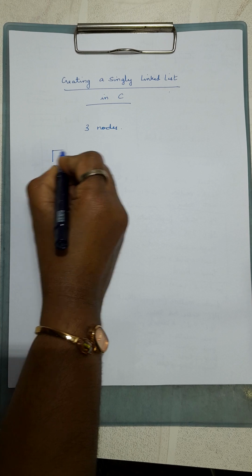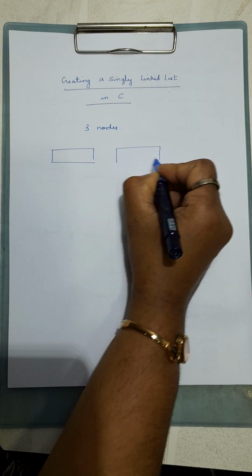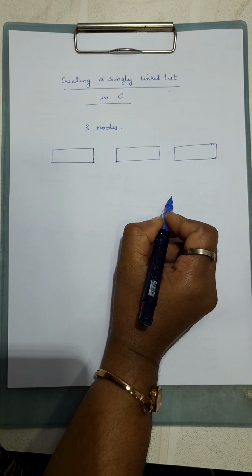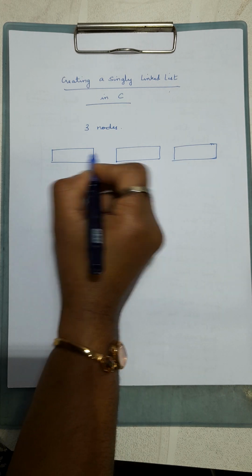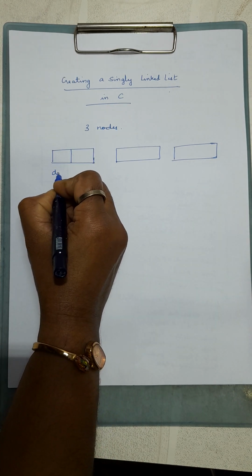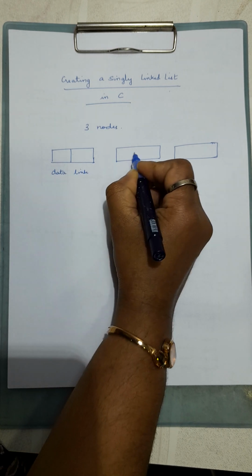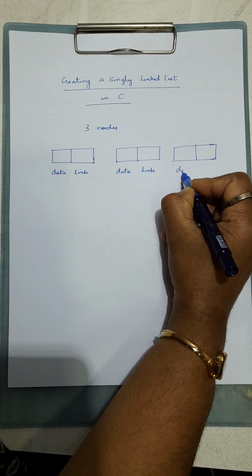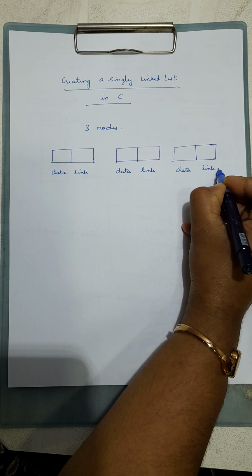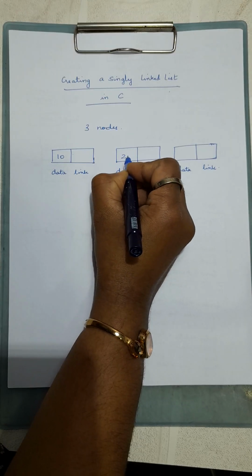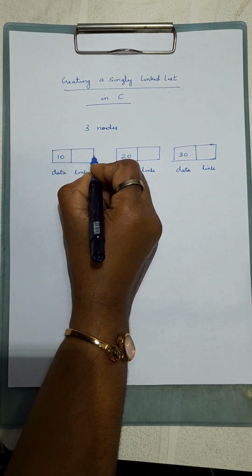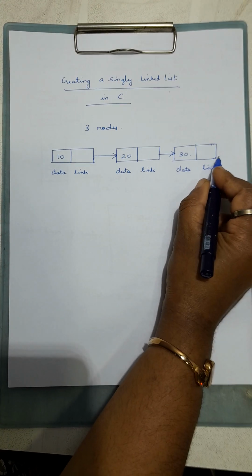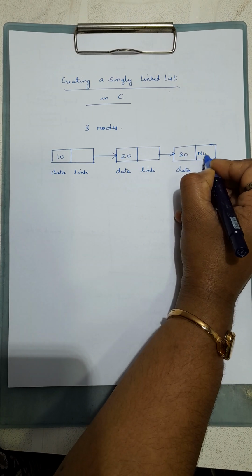How the nodes will look is, there are 3 nodes with 2 parts inside each. I'm just showing you the output, how a singly linked list will look with 3 different nodes. You have 2 parts, one is the data part and the other is the link part. Again, the second node has a data part and link part. The third node also has the same data part and link part, and the data values will be 10, 20 and 30. The link will hold the link to the next node, and this link will hold the link to the next node. And the third one, since it's not pointing to any node, will be null.